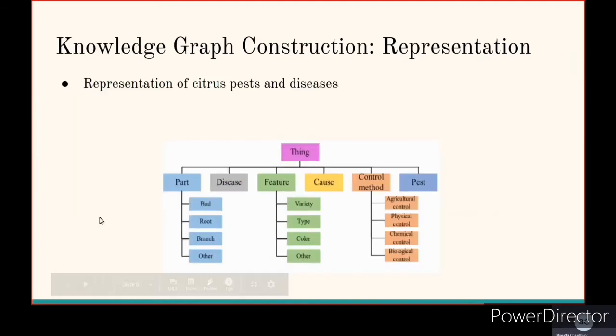This figure represents the ontology structure of citrus pests and diseases with 6 data attributes and 12 object attributes for the class instances: disease, pest control, pest control method, feature, cause, and others.